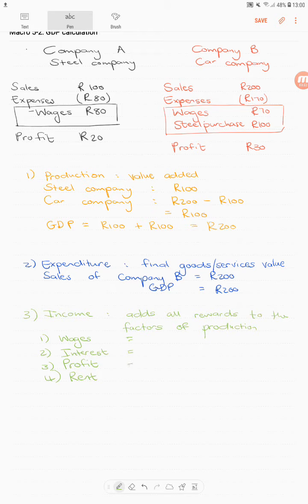In this case, we have wages of 80 Rand from the steel company plus wages of 70 Rand from the car company, so total wages is equal to 150. There's no interest. We have 20 Rand profit from the steel company and 30 Rand profit from the car company, which means total profit is equal to 50, and we have no rent. If we add these, our GDP is equal to 200 Rand.